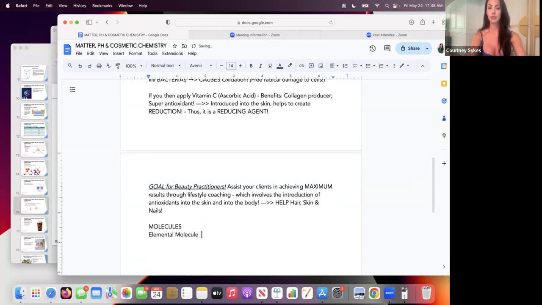Elemental molecule, it's going to only have one element we're talking about. So O2 is your example. We're working with one element. Then a compound molecule is going to be something like H2O. It's going to be more than one element. In that example, H2O, two atoms of hydrogen, one of oxygen.